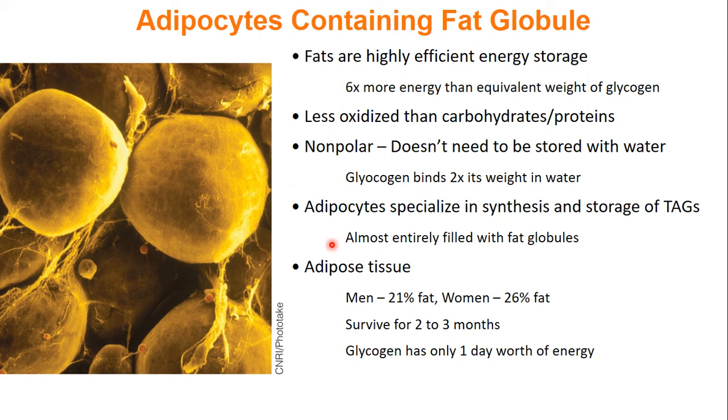And so these adipocytes, they're basically just chock full of these fats. Men, on average, have 21% fat in these tissues, women 26%. And with the amount of fat you have in you, you can survive about 2 to 3 months without eating. You'd get the energy that you need. While with the glycogen in you, you have about 1 day's worth of energy before all your glycogen runs out.